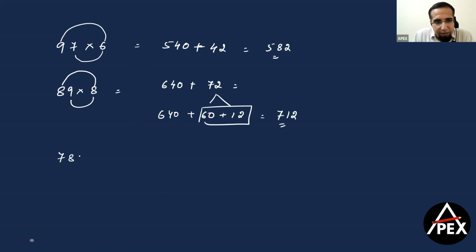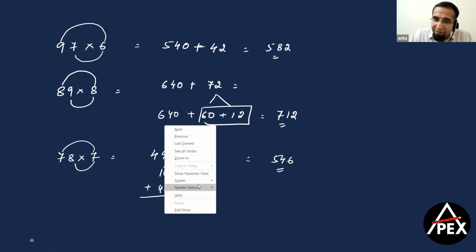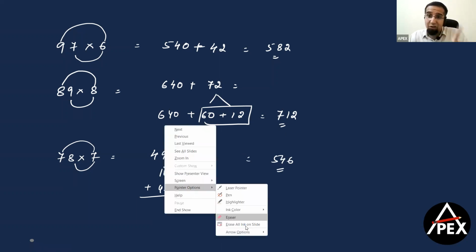Let's take 78 into 7. So 7 sevens are 49. That becomes 490. Now 7 eights are 56. Now play a smart game. I can write 56 as 10 plus 46. So 490 plus 10 is 500. 500 plus 46 will give you 546. Clear, guys? So we'll take three more examples here. When I give the example, I want you to pause this video, get your calculation and see whether it is correct with mine or not.